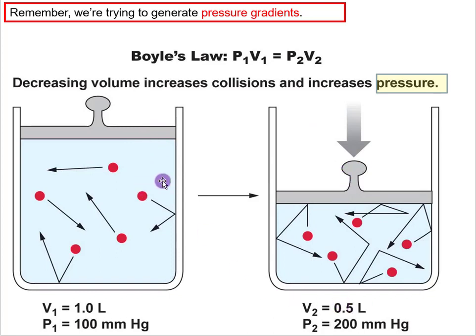Now, look at what's happening here. I've got 1, 2, 3, 4, 5 dots. Let's call these oxygen molecules for now. I've got 5 oxygen molecules living within a space of 1 liter. When that happens, this oxygen exerts a certain amount of pressure on the walls of this chamber, and that pressure happens to be 100 millimeters of mercury. How do you know that? I'm just telling you that's what it is. That's part of the problem.